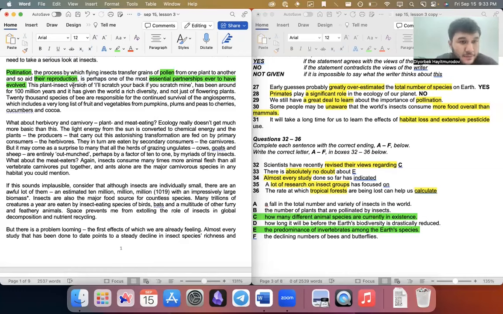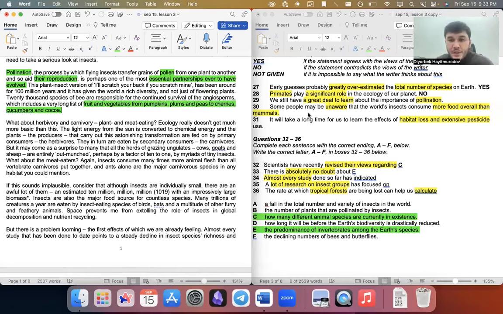This plant-insect version of "I will scratch your back, and if you scratch mine", everybody knows this phrase, meaning I'll help you if you help me, right? It has been around for 100 million years, and it has given the world a rich diversity, not just of flowering plants. 20,000 species of bee are responsible for the continued survival of crops, which include a very long list of fruit and vegetables from pumpkins to everything.